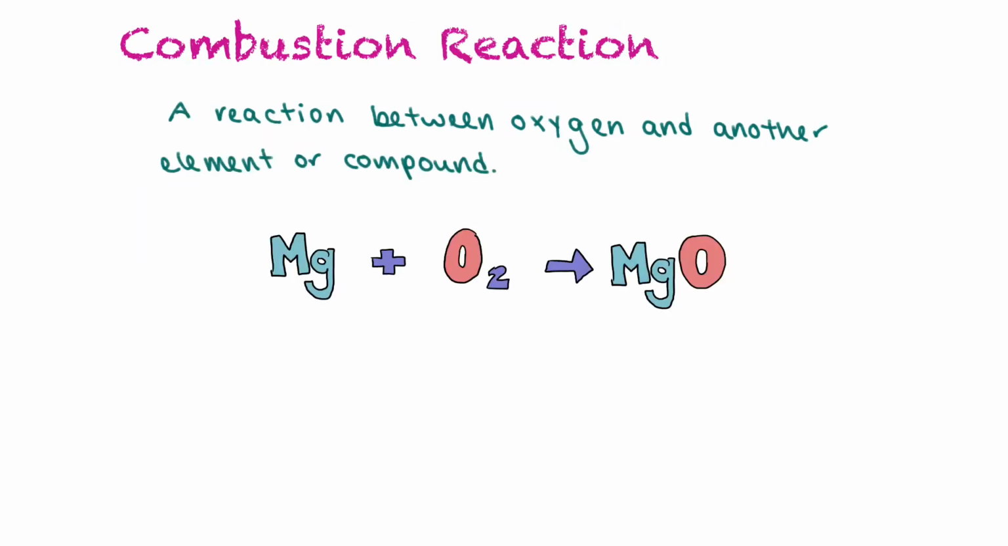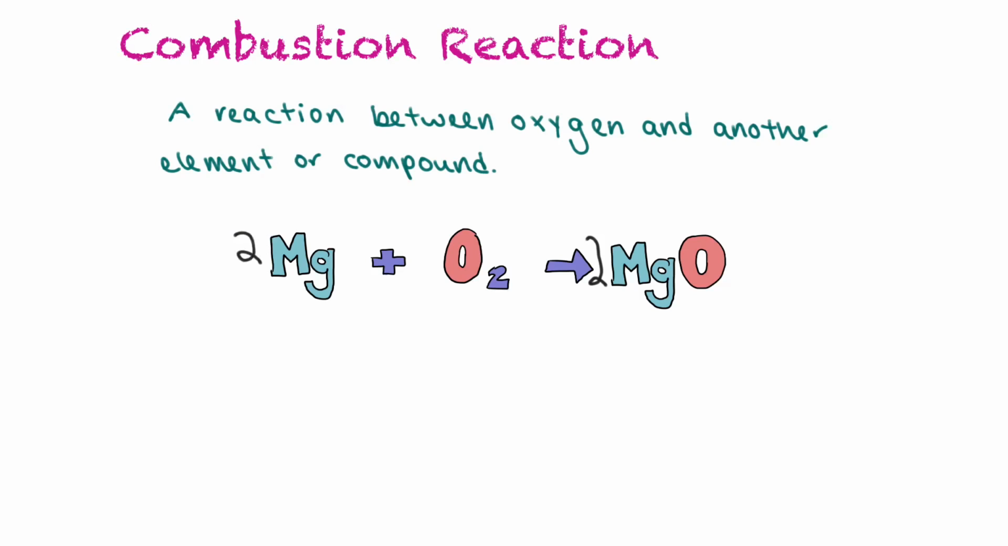Our last example is a combustion reaction, and that's when there's a reaction between oxygen and another element or compound. The example that I have here is magnesium plus oxygen making magnesium oxide. That reaction isn't balanced. We have 2 oxygens here, so we need to put a 2, we'll squeeze it in, and then we need to put a 2 here.